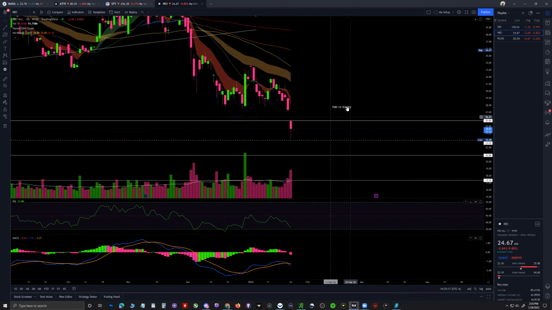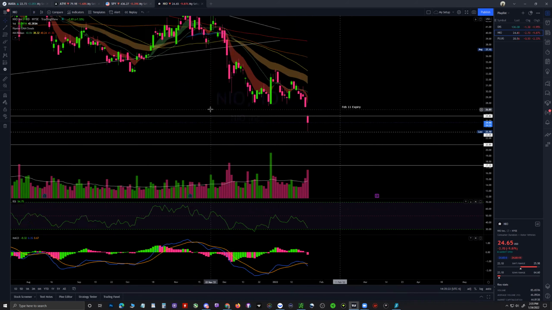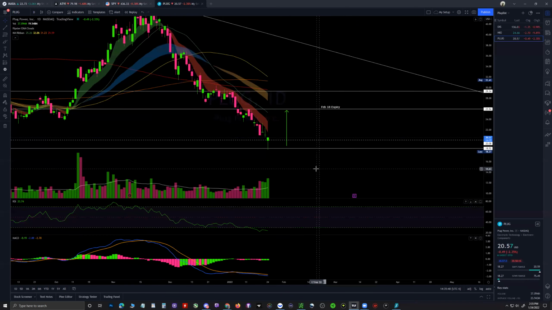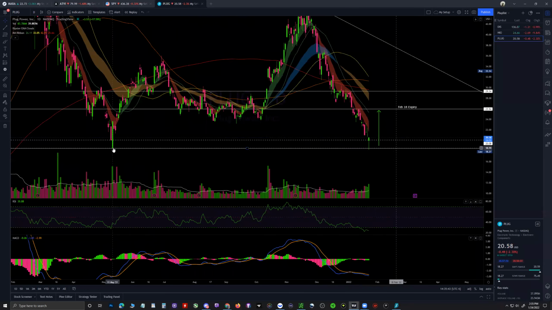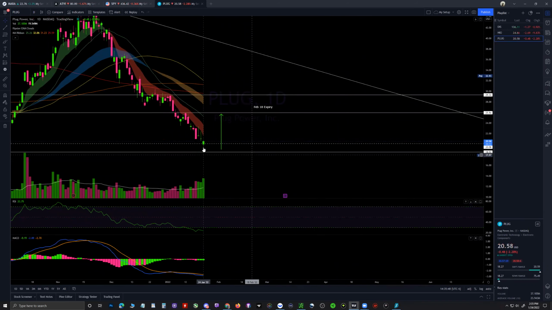Neo, we were talking puts for Neo with a $23 strike price. But now that SPY is pumping, I kind of want to give a call, and I like to plug the best. The reason I like to plug the best is because it's bouncing off major support. We haven't had a candle with this large of a buyer's wick for this entire downtrend. Let's see what we can do with plug.